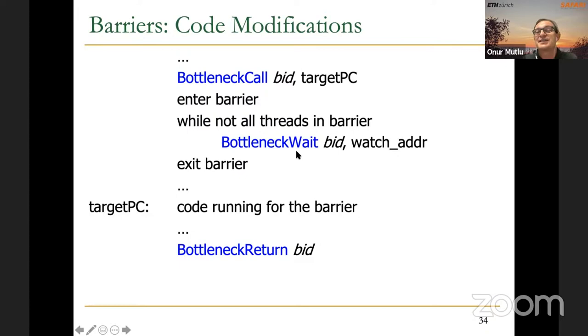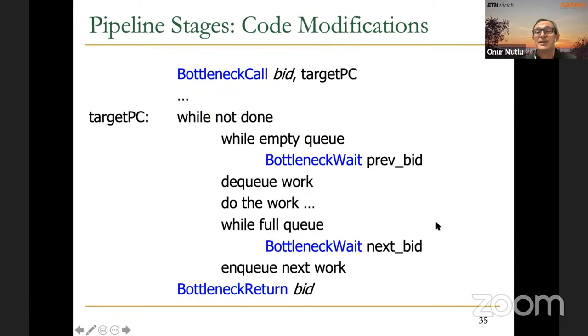Okay, you can read the paper for more details. You need to be careful about how you actually implement these bottleneck call, wait, and return instructions, and how you insert them. And this is the pipeline stages, basically.